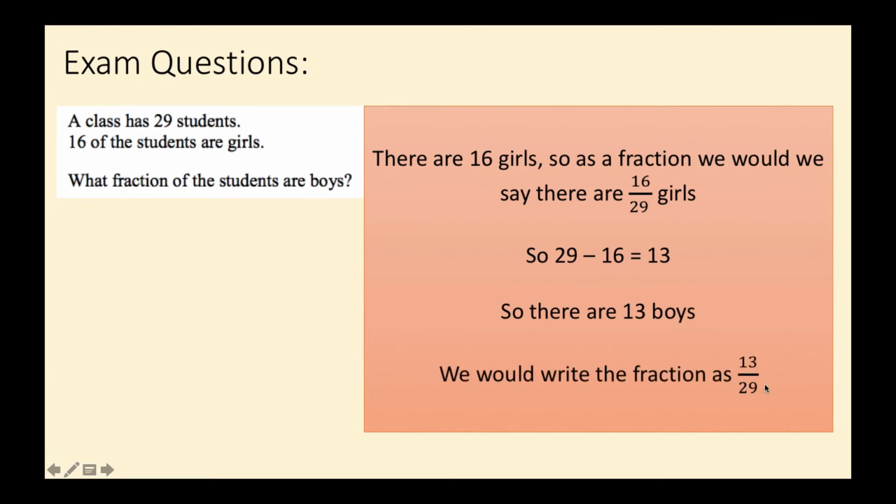So we can't divide that any lower. 13 is a prime number, and as a matter of fact, so is 29. So we cannot go any lower. That is our answer: 13 boys out of a total of 29 students.